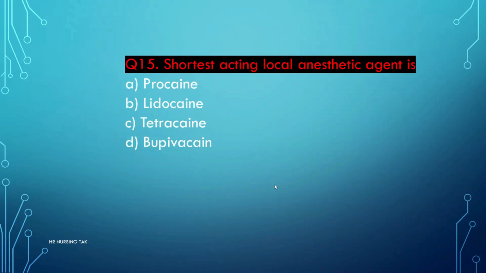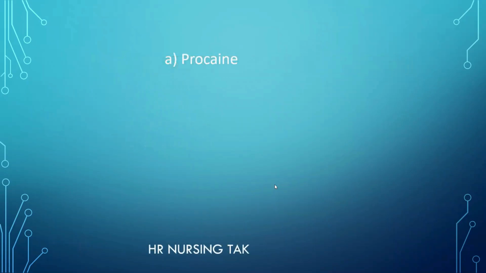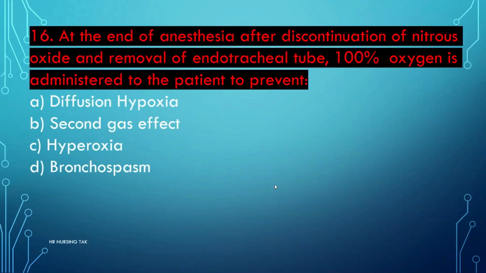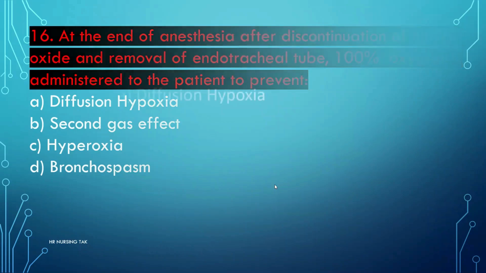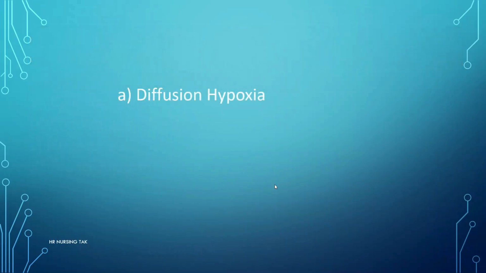Question 15. Shortest acting local anesthetic agent is A. Procaine, B. Lidocaine, C. Tetracaine, D. Bupivacaine. Correct answer is procaine. Question 16. At the end of anesthesia after discontinuation of nitrous oxide and removal of endotracheal tube, 100% oxygen is administered to the patient to prevent A. Diffusion hypoxia, B. Second gas effect, C. Hyperoxia, D. Bronchospasm. Correct answer is diffusion hypoxia.